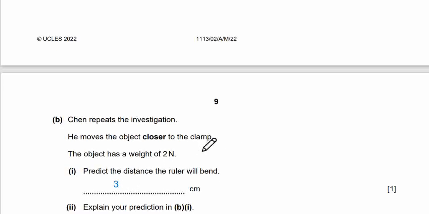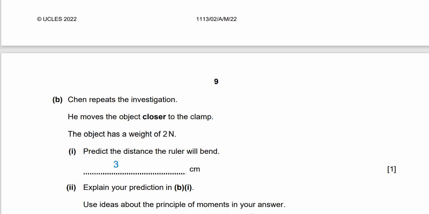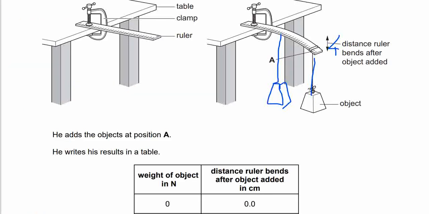3 cm. So explain your prediction in B part 1. Use ideas about the principle of moments in your answer. Moment is force times the perpendicular distance from the pivot. This is the formula for moment. As the object is moved nearer to the clamp, which is the pivot, the distance is smaller. The weight remains 2 Newton, but the distance is smaller. As a result, the clockwise moment, which bends it this way, will be less. So that's the reason it bends less. So we type down our answer.